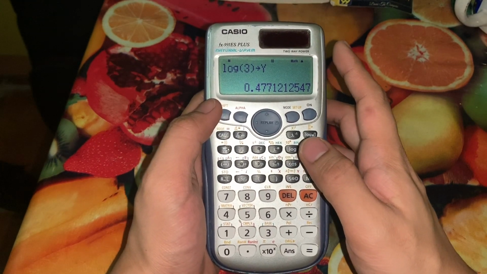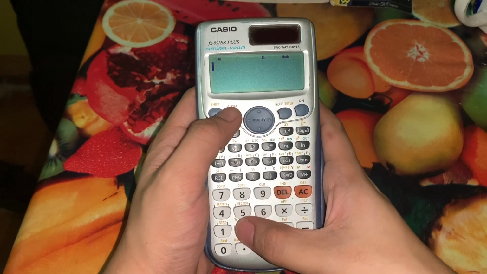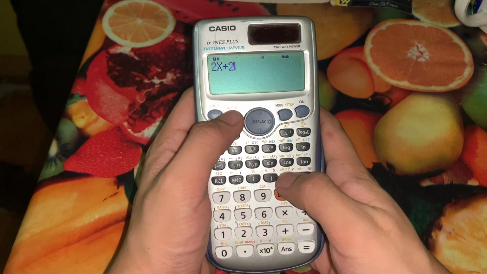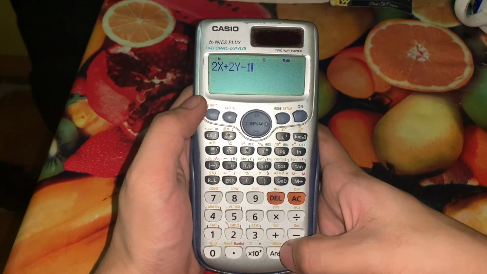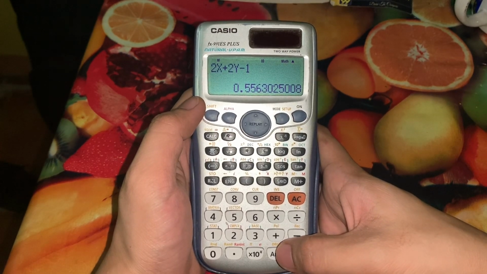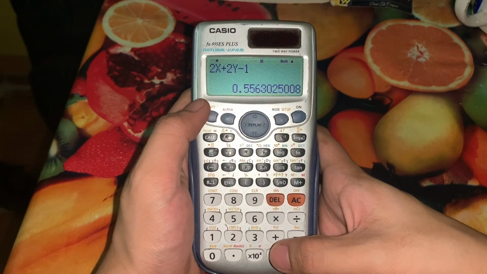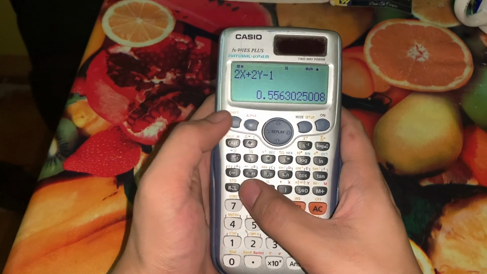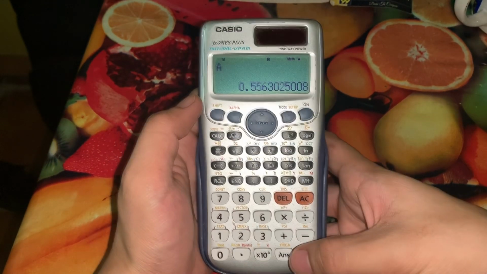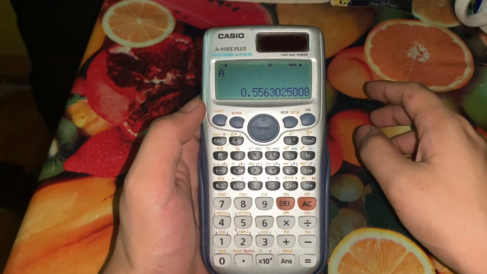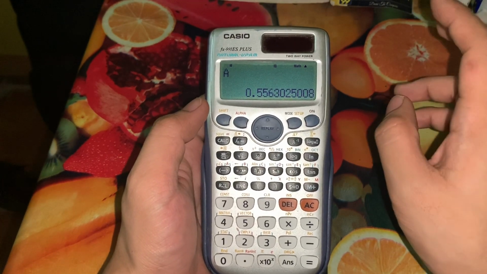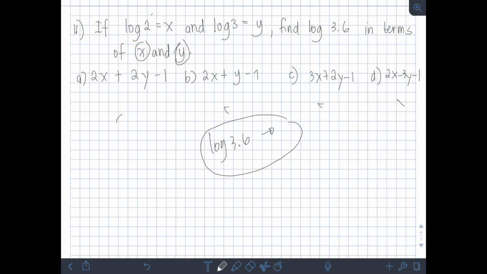Okay? Tapos isa-isahin natin yung mga choices. Doon muna tayo sa A, yung 2X plus 2Y minus 1. So, pag in-evaluate natin yung 2 alpha X kasi 2X plus 2 alpha Y kasi 2Y and then minus 1. Kapag in-evaluate natin ito, press equal sign. Ano nakuha natin? 0.5563025008. Same ba ito nung nakuha natin sa log 3.6? So, compare natin. Okay, so therefore, nagtali yung sagot natin. So, therefore, letter A na agad yung sagot natin kasi nagtali siya dun sa logarithm of 3.6. Okay? So, therefore, the answer is letter A.